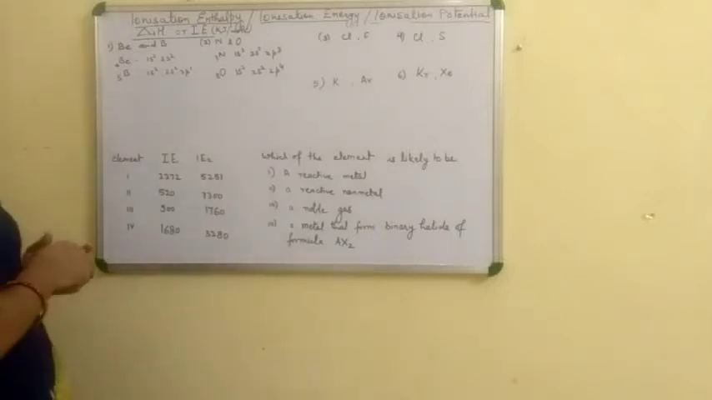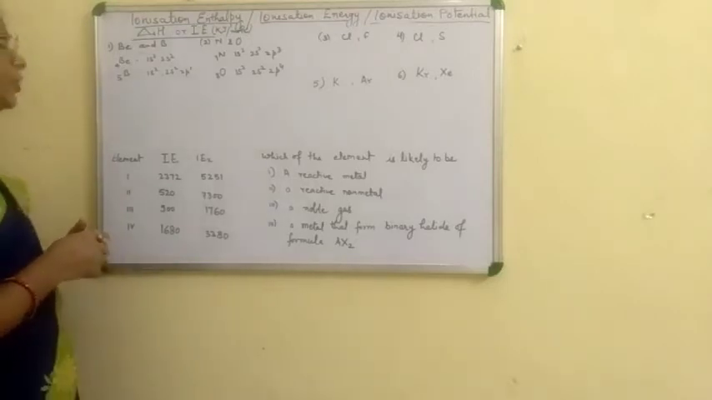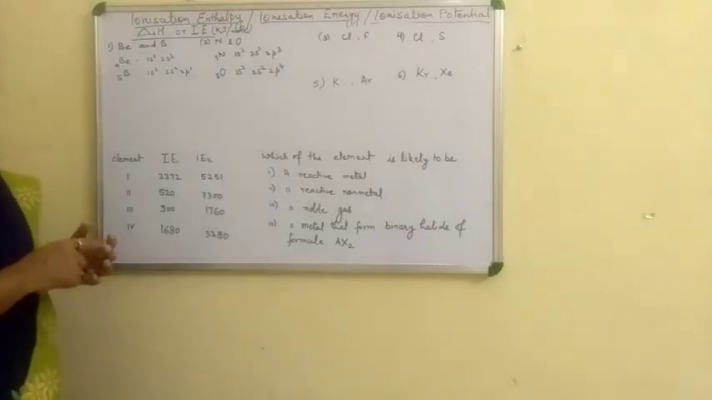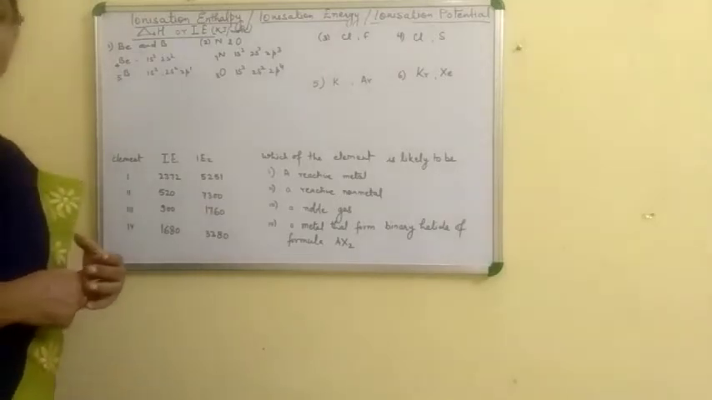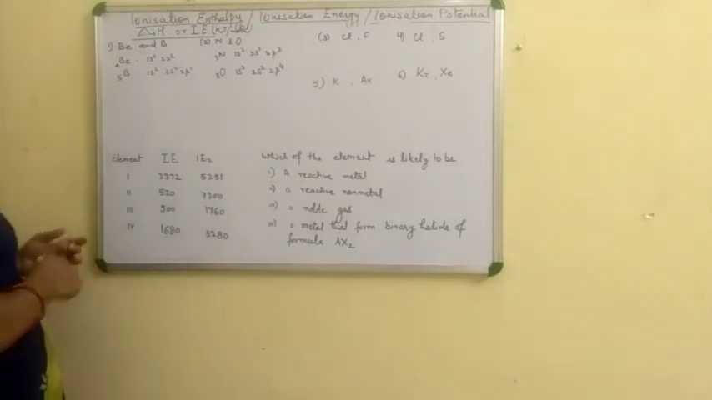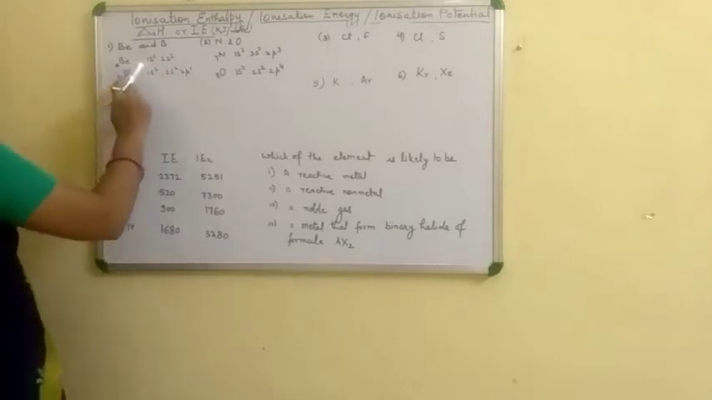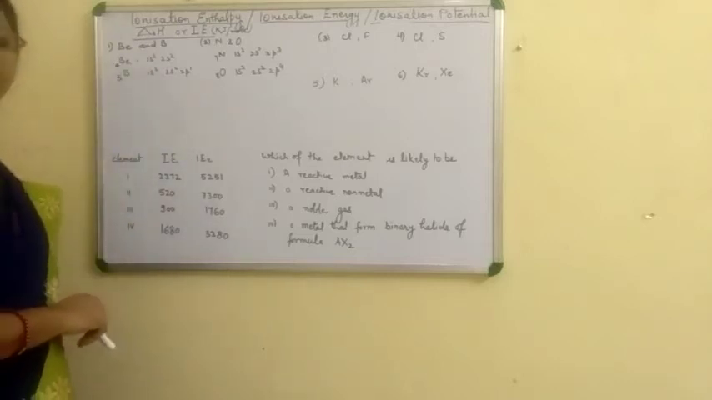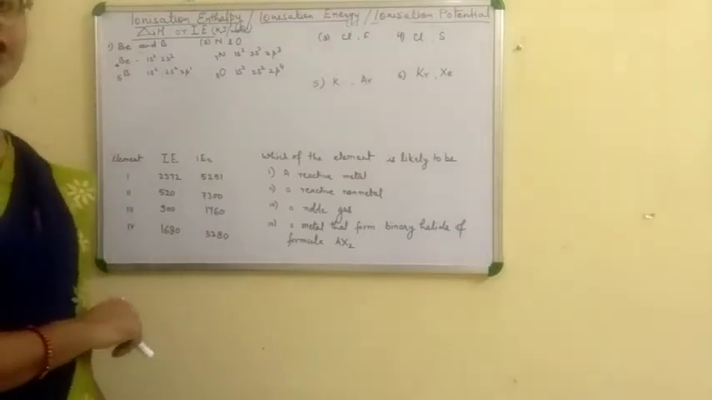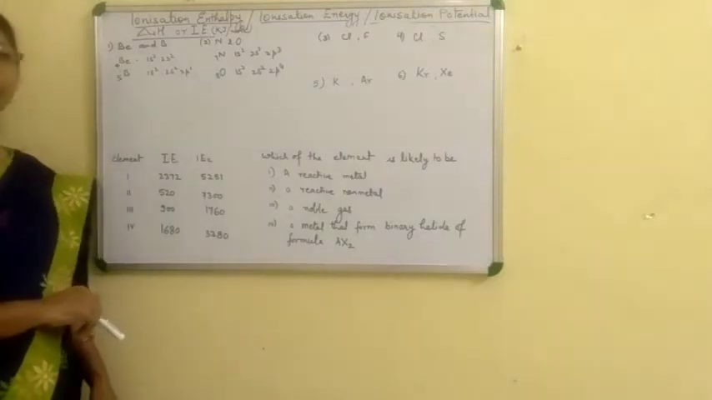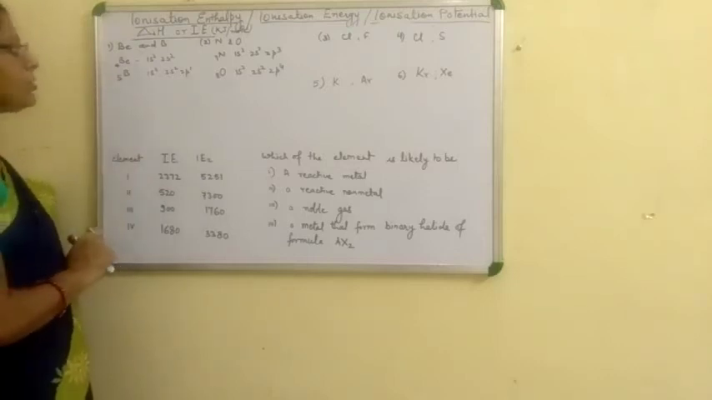Now, here are some examples in which we have to find out which element would have more ionization potential, first ionization potential. As the first case, beryllium and boron. The electronic configuration of beryllium is 1s2 2s2, and for boron, as atomic number 5, it has the configuration 1s2, 2s2, 2p1.